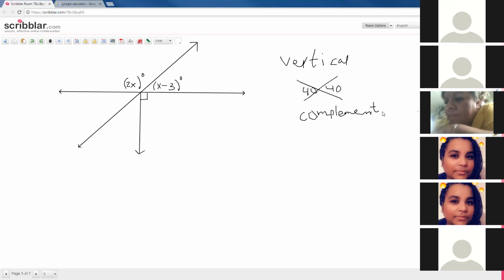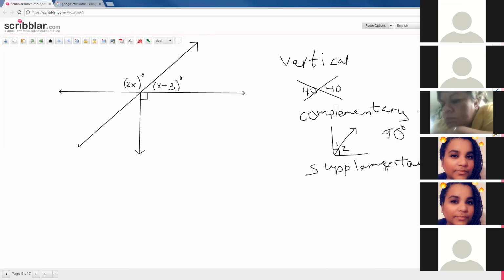Which was 90. These added to be 90 degrees. We had our supplementary, which is the straight line, which is 180 degrees.